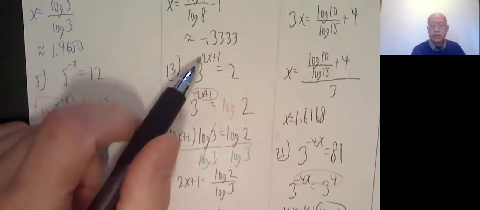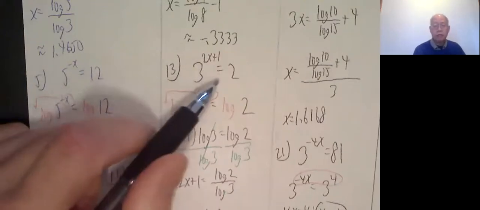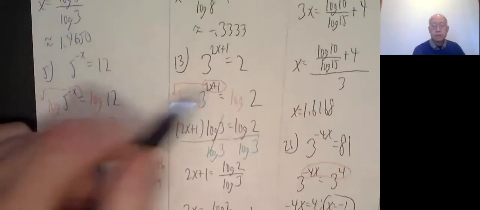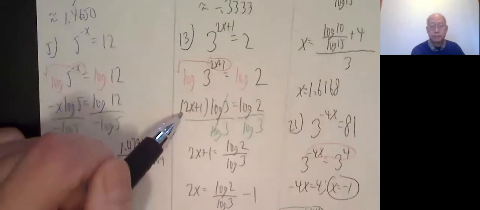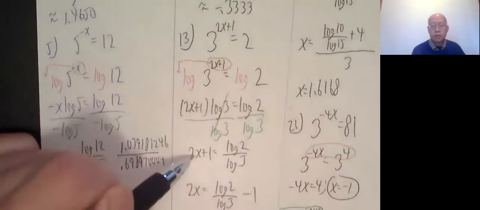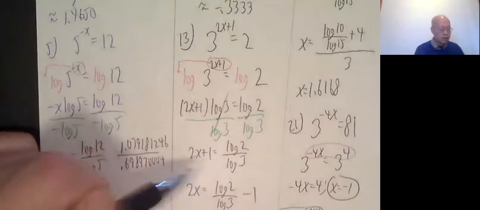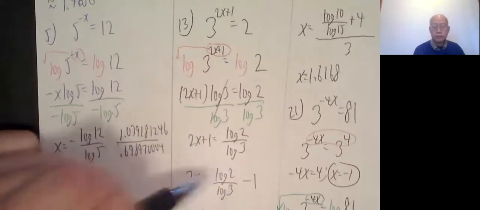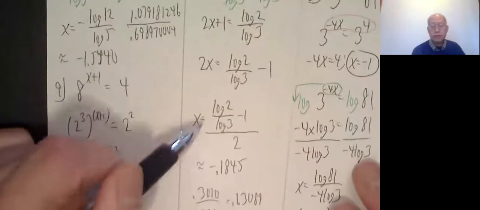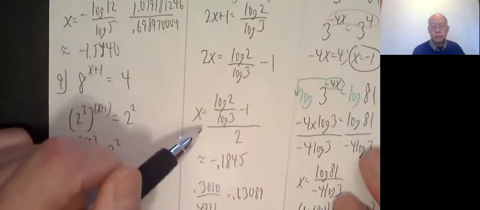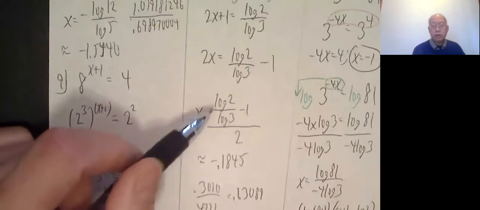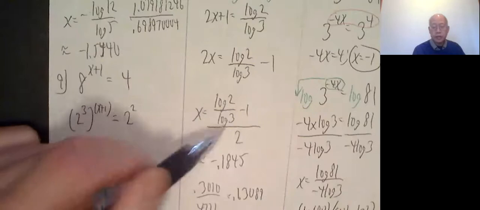This one, 3 to the 2x plus 1 equals 2. Log both sides. You could also do ln. 2x plus 1 comes in front. Divide by log 3. 2x plus 1 equals log 2 over log 3. Subtract 1. Divide by 2. So you have this big mess. Okay, negative 0.1845. So I would do this thing first, subtract 1, and then divide it by 2.